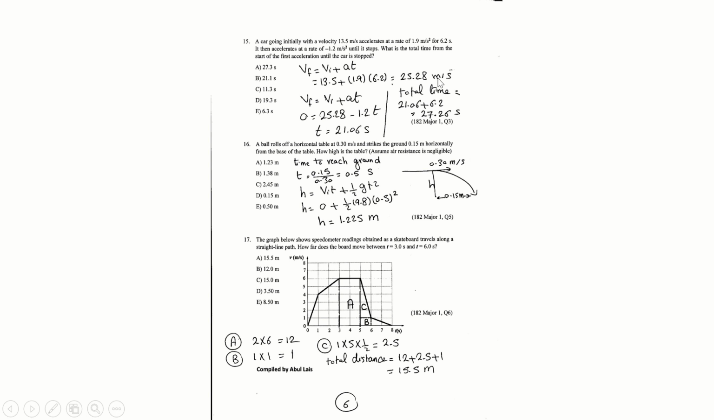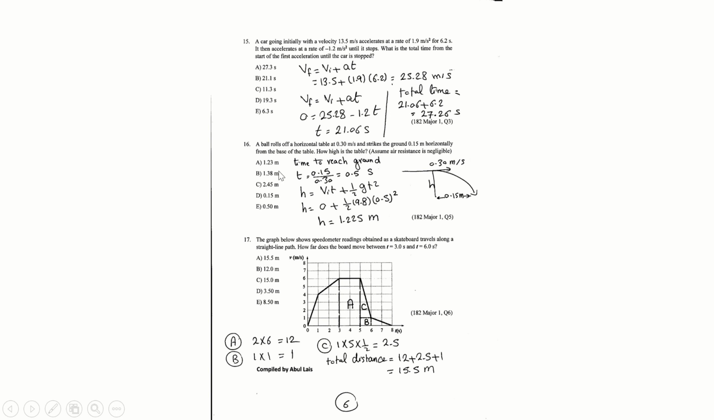So the first part, I have the time 6.2 seconds that is given in the problem. For the second part is 21.06 seconds. Now I can add these two together. It gives me the total time, which is 27.26 or 27.3 seconds.